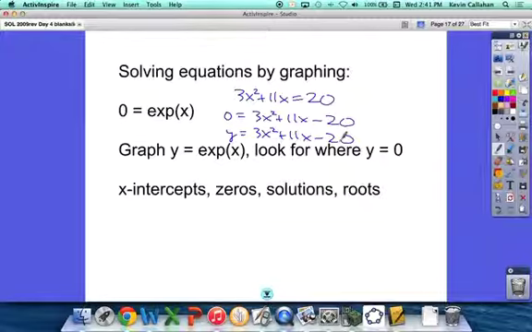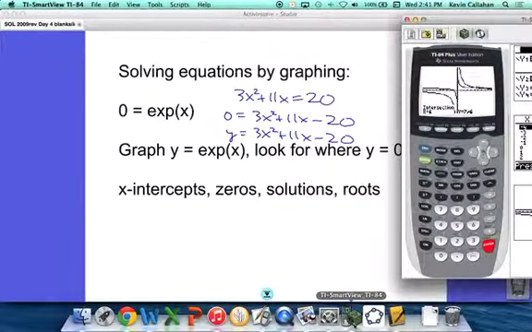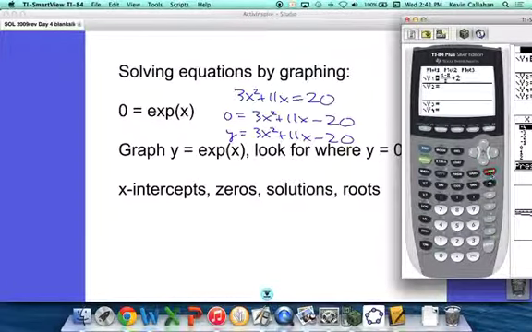So we introduced the y, right? There was no y in that. We introduced that so that we could graph it. So you go to your calculator, put in the 3x squared plus 11x minus 20, and look at the graph.